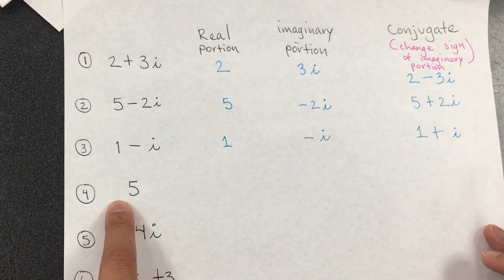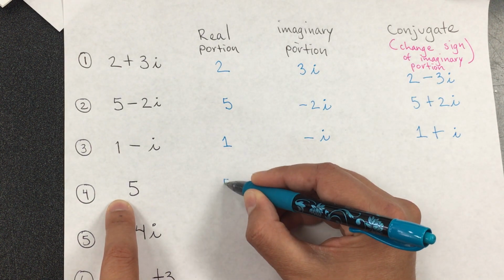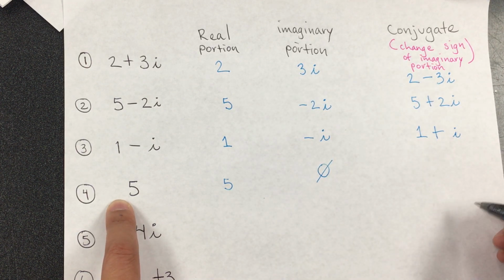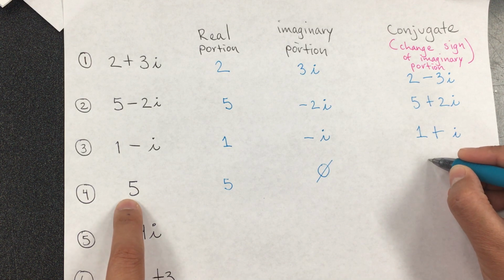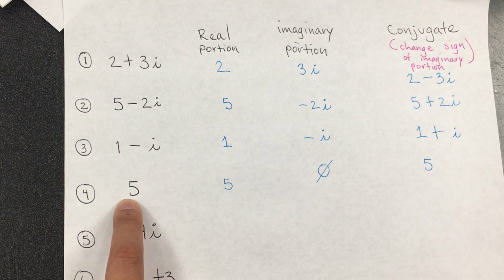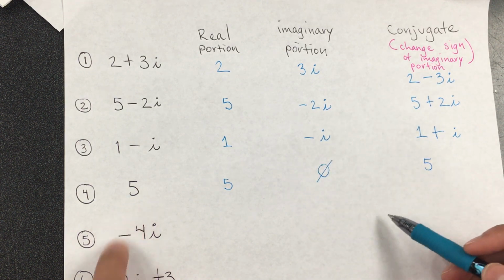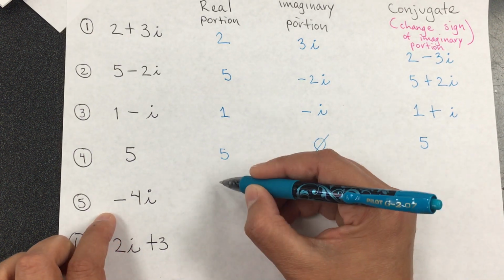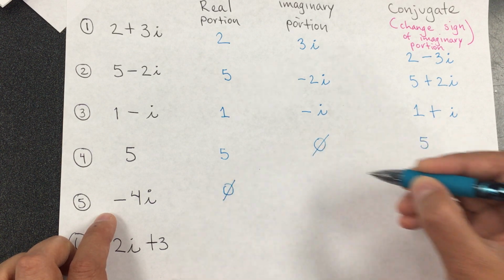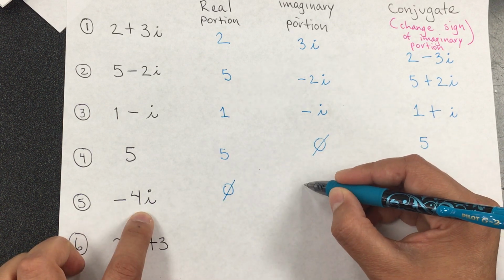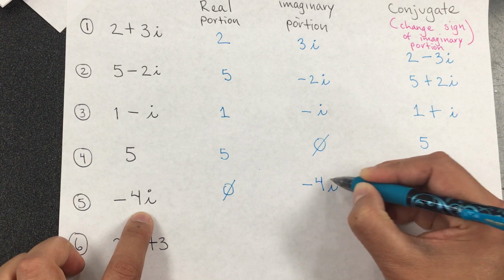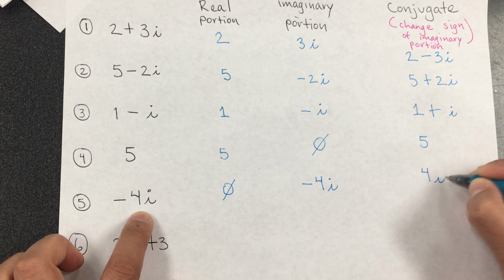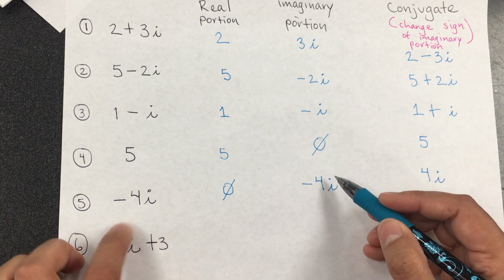Okay. The next part, the real portion is 5. The imaginary portion, we don't have any. And the conjugate is just 5. It stays the same. We didn't change anything because there's nothing to change for that part. For the next one, real portion, we don't have anything. The imaginary portion is the negative 4i, and the conjugate is going to be 4i. So you just change the sign of that part.